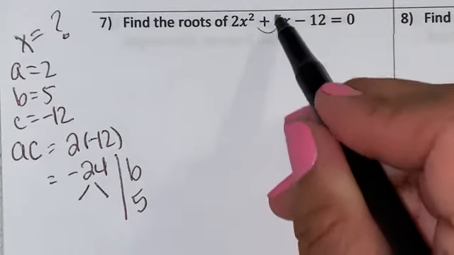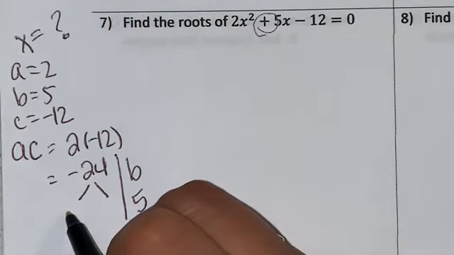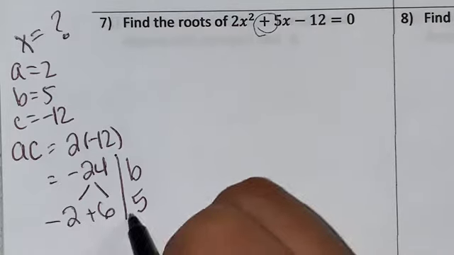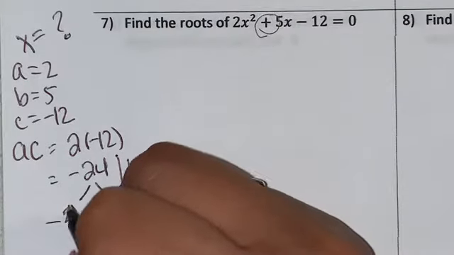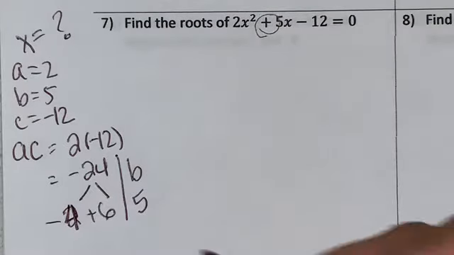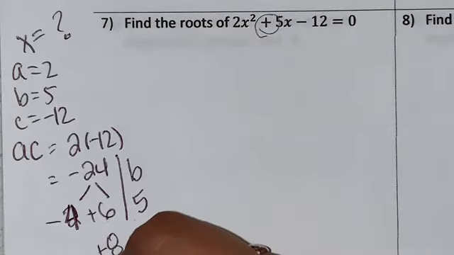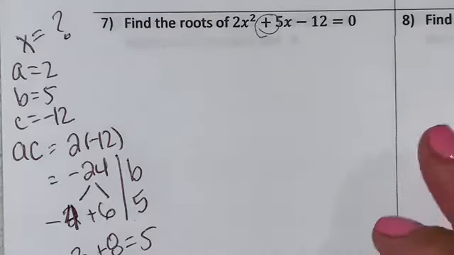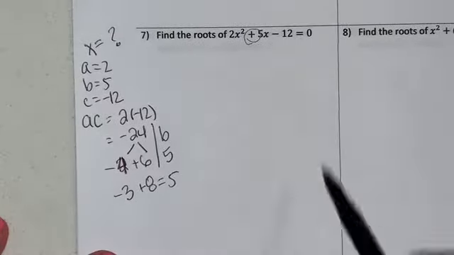We know the center term is positive, so it's going to be 2 and 6, positive, negative, and then, oh no, it's 4 and 6 equals negative 1. So then it's going to be 8 and negative 3, so that equals 5. So now we're going to go ahead and break up the middle term.